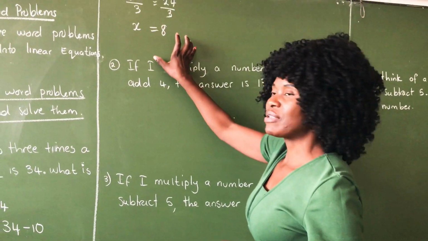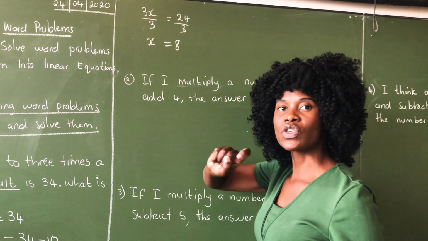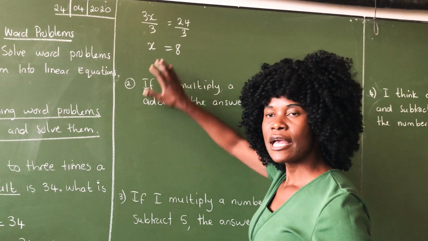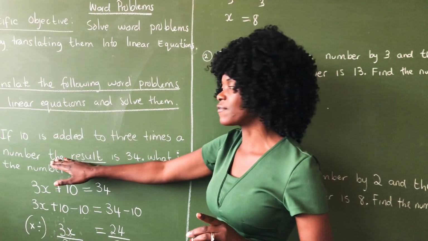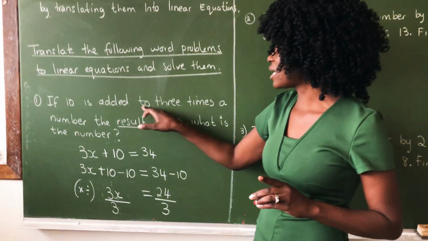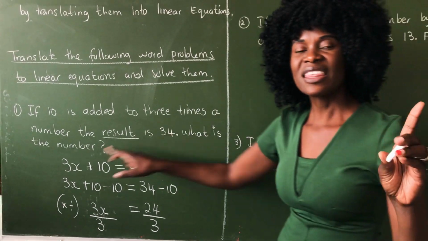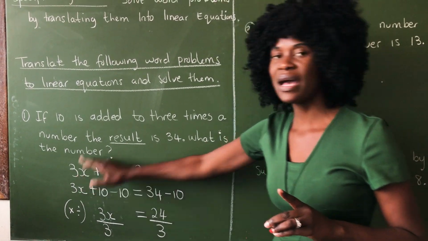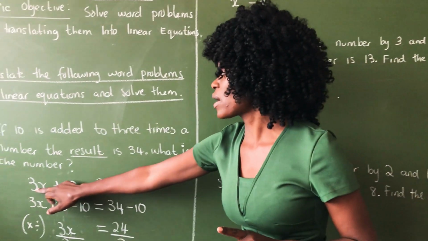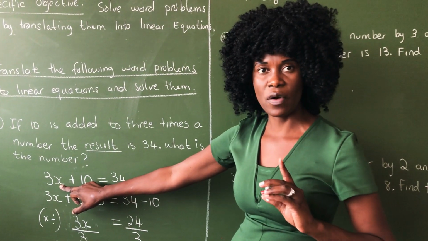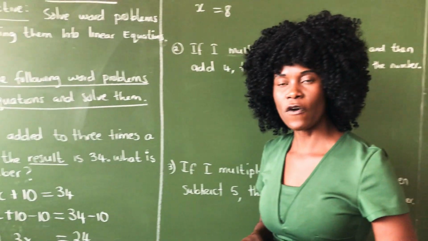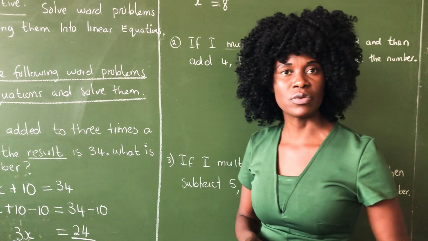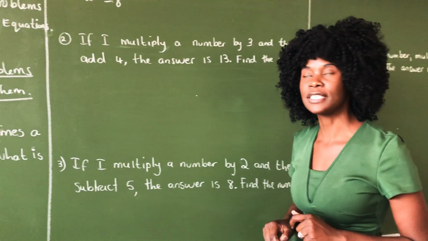Now once you have solved this, to make sure that your answer is correct, you need to substitute the number that you have found back into the question itself. So if 10 is added to 3 times a number, that number is 8. So 3 multiplied by 8 will give us 24. And then 10 is added, plus 10, it will give us 34, which makes this statement true. Then we know that our answer is correct.